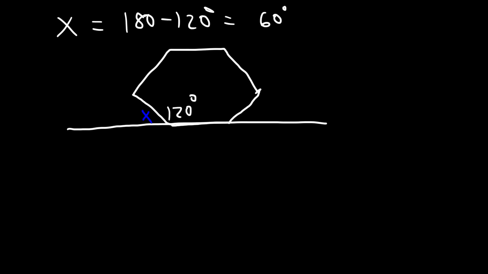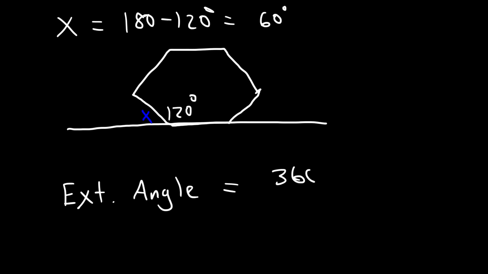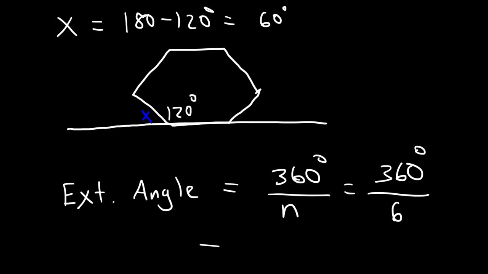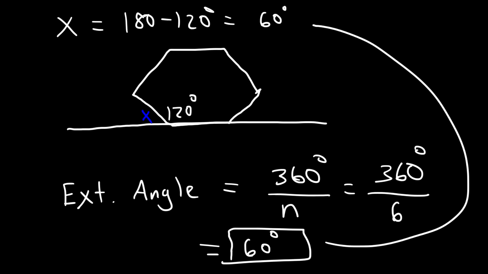Now another way in which you could calculate the measure of an exterior angle for a regular polygon is you can use this equation. The exterior angle is going to be 360 divided by n. So for a hexagon, we have a 6-sided figure. So 360 divided by 6, that's 60. And as we can see, it's the same answer as what we have there.